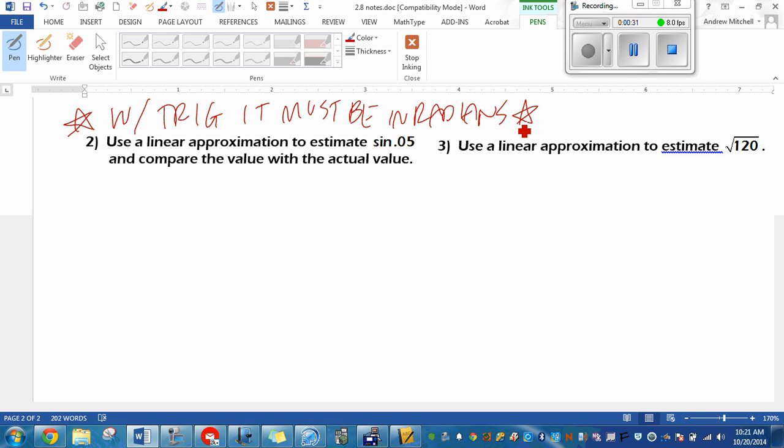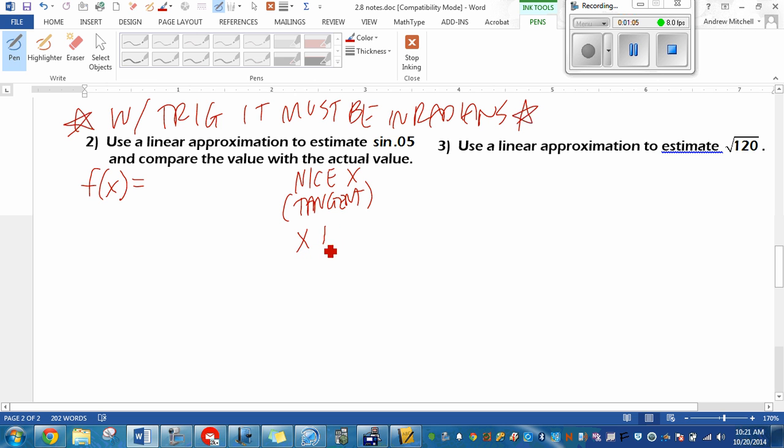All right, but number two, it says use a linear approximation to estimate sine of 0.05 and compare the value with the actual value. This is not coming out straightforward and telling us this is our function, this is the x value where it's tangent, approximate this x value. It's not coming out and telling us those things. We have to kind of come up with that from the problem. So first thing we need to figure out is what's the function that we're dealing with. Then we're figuring out the nice x value. That's the point where it's tangent. And the x we're approximating.